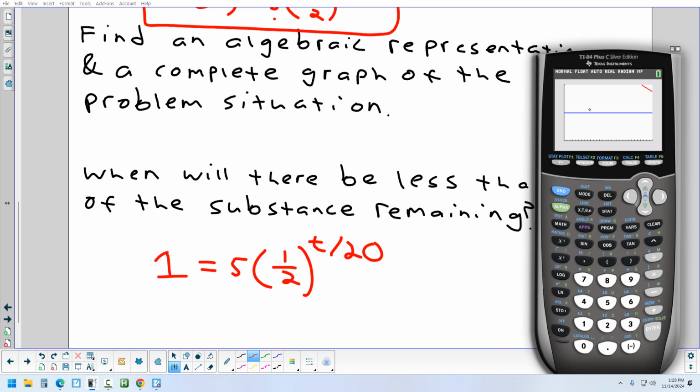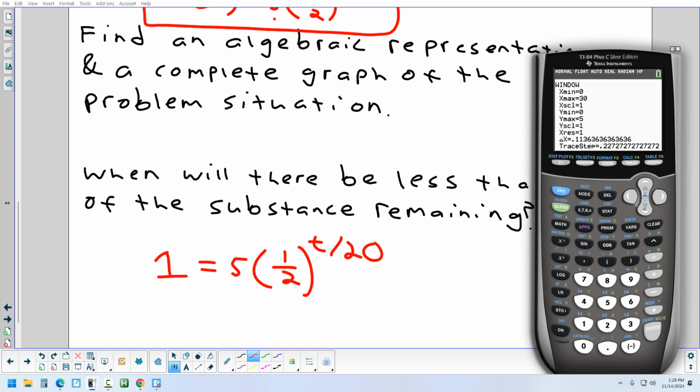Okay, so let me set the y max higher so you can see what's going on. Remember, we're starting with 5 grams of this, and it's going to decay down. I want to know when I'm under the blue line. So when am I under the blue line? Farther out than 30 days. It's going to take longer than that.